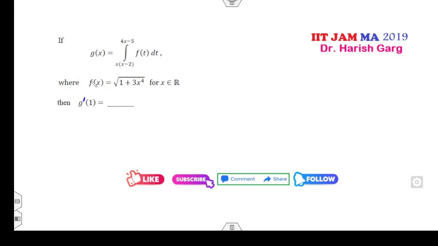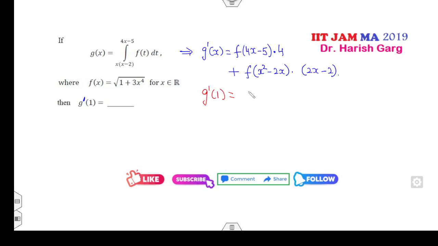Now your target is to find the g dash x. Quickly find the derivative. It will be f of 4x minus 5 into 4 plus f of x square minus 2x into 2x minus 2. Then your target is to find the g dash of 1. So that will be f of minus 1 and that is 0. Fine. F of 1 is 0. What is the f of minus 1? That will be 1 plus 3. So 4 into 2, 8, is the right answer of the problem.